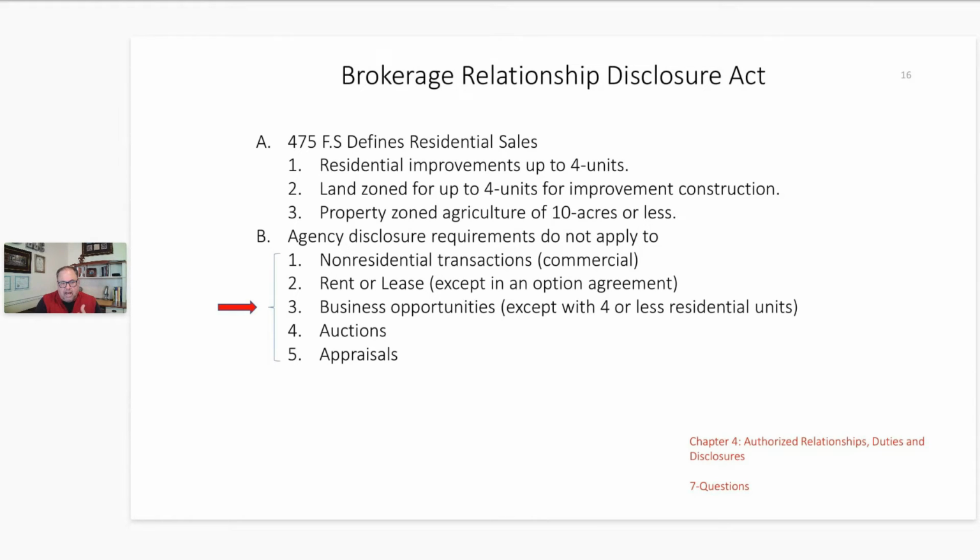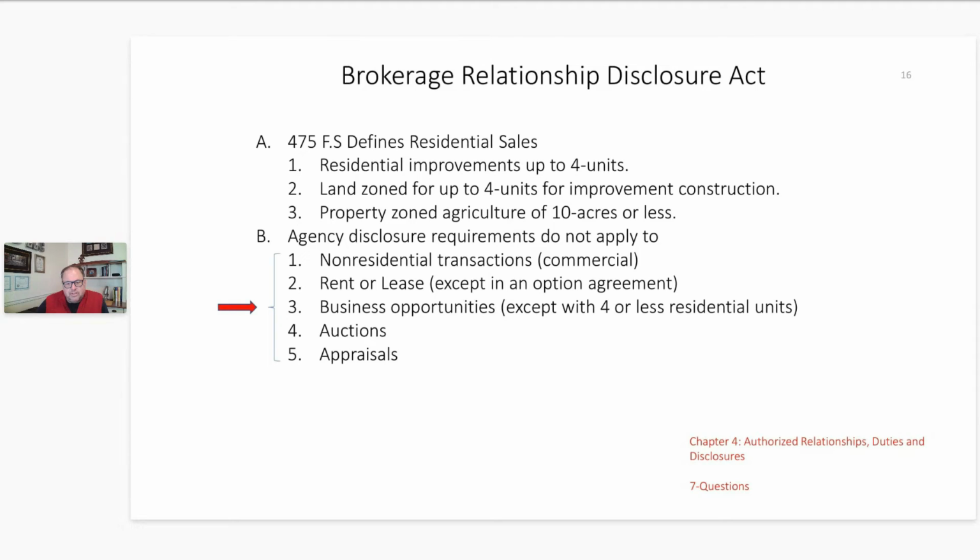Now, we do have some exemptions when it comes to that, right? We do have exemptions when it comes to disclosure requirements. In other words, your transaction, your single agent, your no brokerage. So here are the exemptions, right? Non-residential transactions, we talked about that. Commercial, there is no agency disclosure requirements for that. If you're doing a lease, unless it's an option, which is a purchase agreement with an exercise date, rents or leases are exempt from agency disclosure requirements.